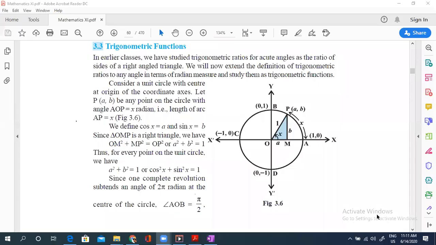Learn about the trigonometric functions. As I told you, functions are like machines. They have some specific job, right?